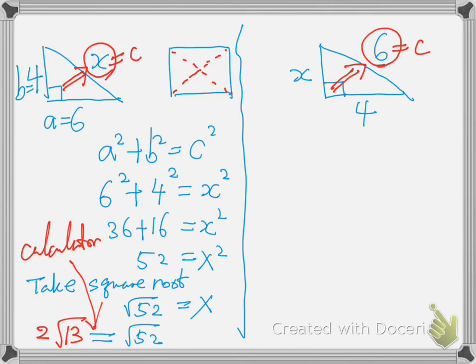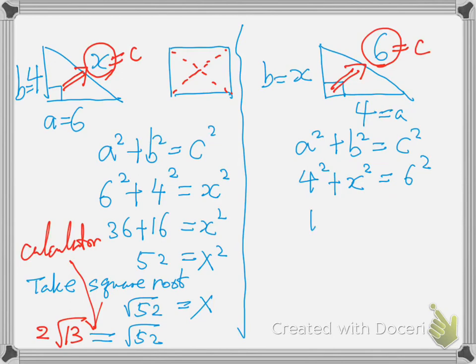So now let's write down the Pythagorean theorem again. A squared plus b squared is c squared. A is the bottom, b is the height, c is opposite to the right angle. So a is 4, we got 4 squared. B is x, so here is x squared. C is 6, so this is 6 squared. So we got 16 plus x squared is 36.